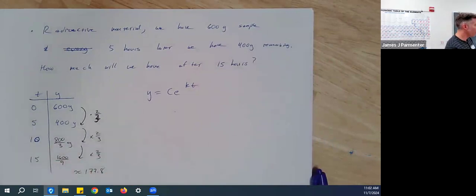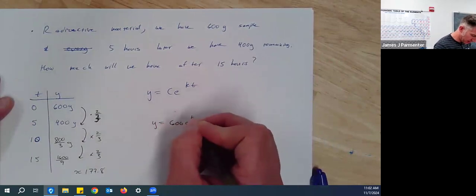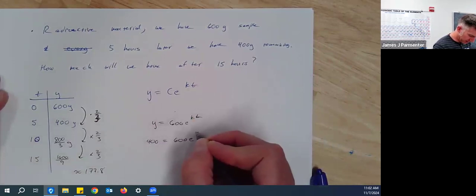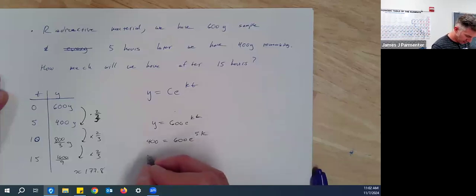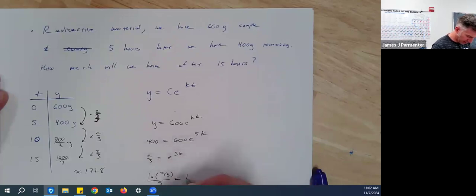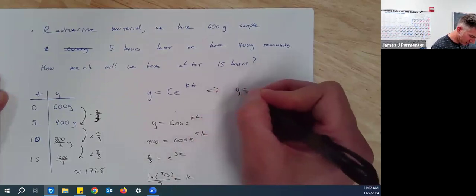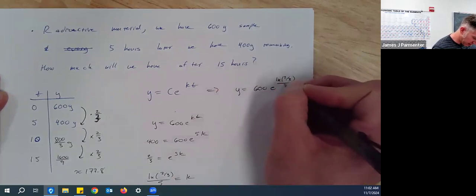Or we could have done this the long way, right? We could have said y equals 600 e to the kt, plugged in this data point, 400 equal to 600 e to the 5k, and then solve for k and gotten 2/3 equals e to the 5k, natural log of 2/3 divided by 5 equals k. And then when we rewrite our model here, we get y equal to 600 e to the natural log of 2/3 over 5 times t.